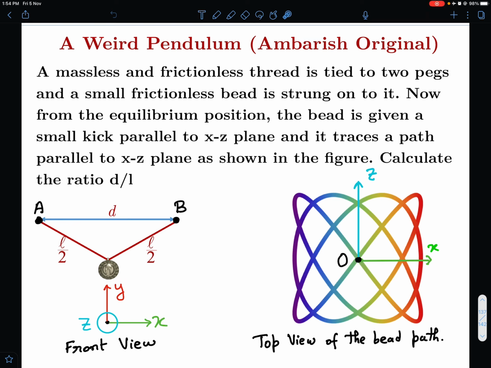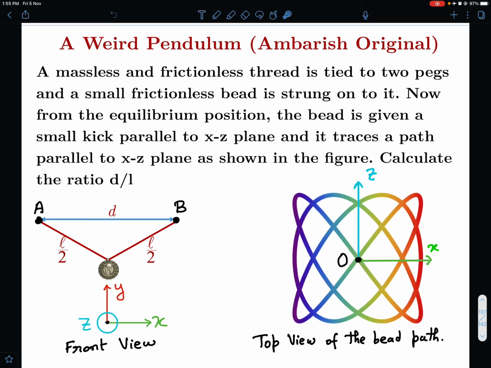So there are two types of oscillations happening for this bead. Suppose the kick was along the x-axis. Since the sum of the distances of the bead from A and B is constant, the locus of this bead is going to be an ellipse. So in the xy plane, the oscillations are going to happen. If we ignore the z direction, the oscillations are going to happen along the arc of an ellipse. So I can find the time period in the xy plane. Before getting into the exact solution, I'm just telling you the approach, how I'm going to approach this problem.